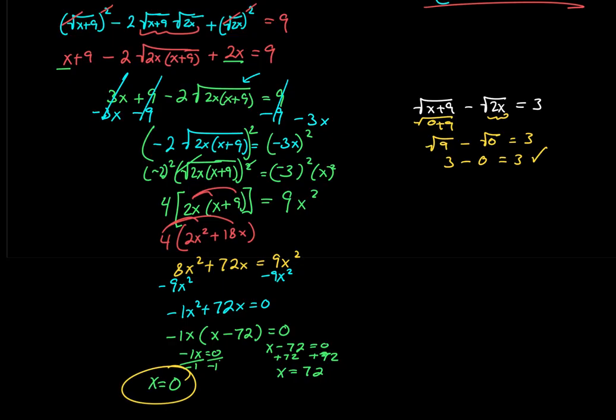If I check 72, square root of 72 plus 9 would be 81. So we're doing the square root of 81 minus the square root of twice x, which is 72, and 2 times 72 is 144. So the square root of 144, is that equal to 3? Well, the square root of 81 is 9. 9 minus the square root of 144, which is 12. That is unfortunately not equal to 3. It's equal to negative 3. Therefore, 72 is not a solution. The only solution we have is 0.